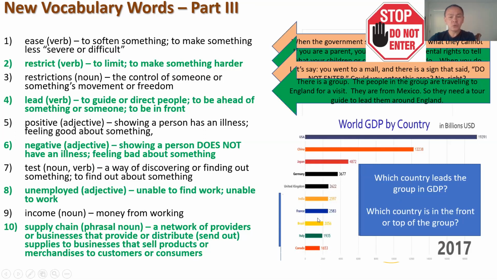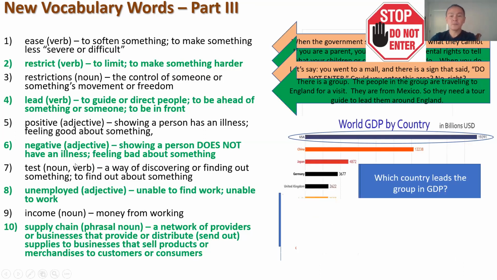So according to this group, which country leads the group in GDP, gross domestic product? So of course, the USA, as you can see from the data here. Because the USA, the United States of America, is the top, so they lead. It's the same thing that we have right now, because of the so many cases of coronavirus that are happening in the United States. So the United States of America is a leading country in terms of cases and deaths, okay?